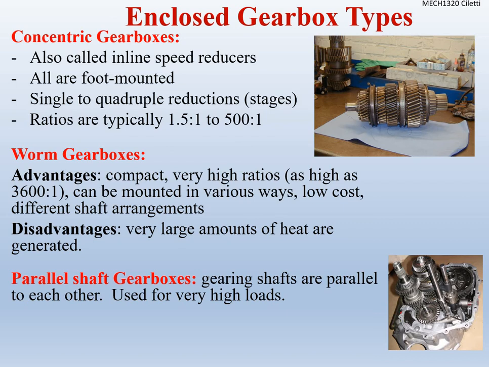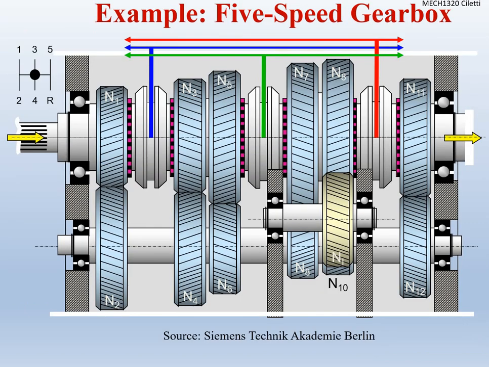We also have worm gearboxes. They're very compact. They have very high ratios, 3,600 to 1, and you can mount them in various ways. Disadvantage, a large amount of heat is generated in those. We also have parallel shaft gearboxes, with very high loads and things along those lines.